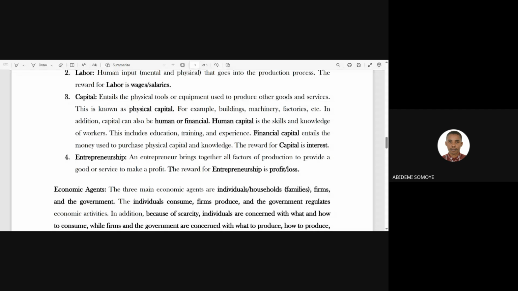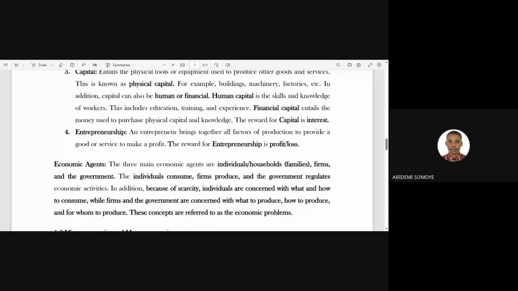I went through economic agents. The economic agents are individuals or households. The reason why we call them household is more like families. We have individuals or households, the firms, and the government. The individuals consume, the firms produce, and the government regulates economic activities. They provide a conducive environment in which those agents are meant to operate. Okay?